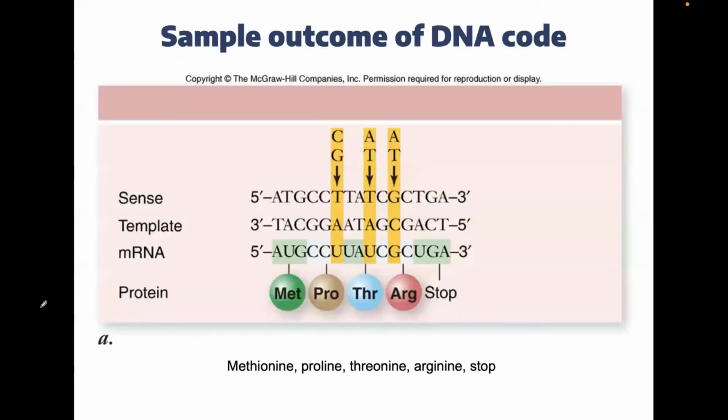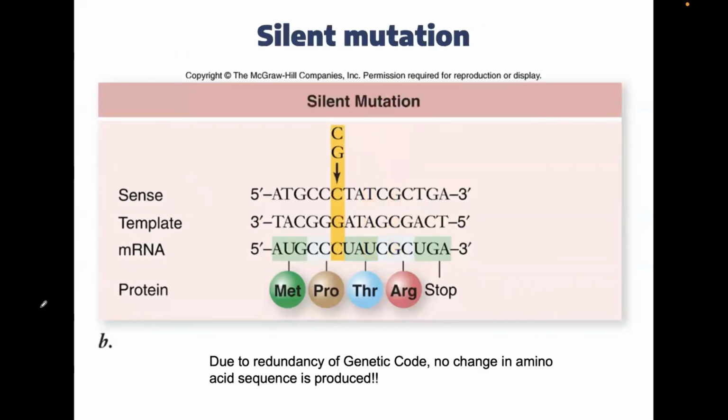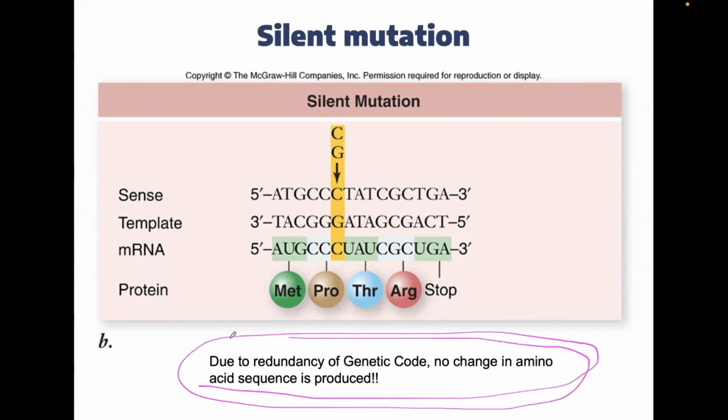So these are the sample outcomes of the DNA code. For the silent mutation, due to the redundancy of the genetic code, no change in amino acid sequence is produced. So ito po siya, amino acid sequence. Di ba, binabasa sa mga machine natin yan, yung amino acid sequence, to know kung anong type of organism ba yung binabasa natin doon.